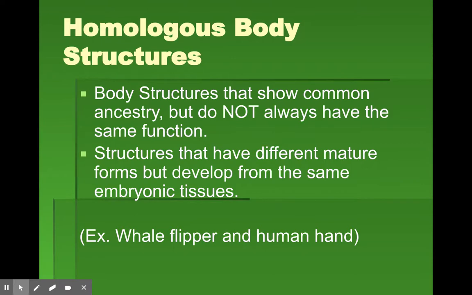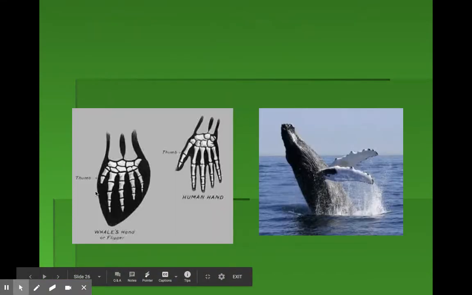Another way that we look at evolution is through what are called homologous body structures. These are body structures that show common ancestry but do not always have the same function. These are structures that have different mature forms but develop from the same tissues. We'll see an example here of a whale flipper and a human hand.